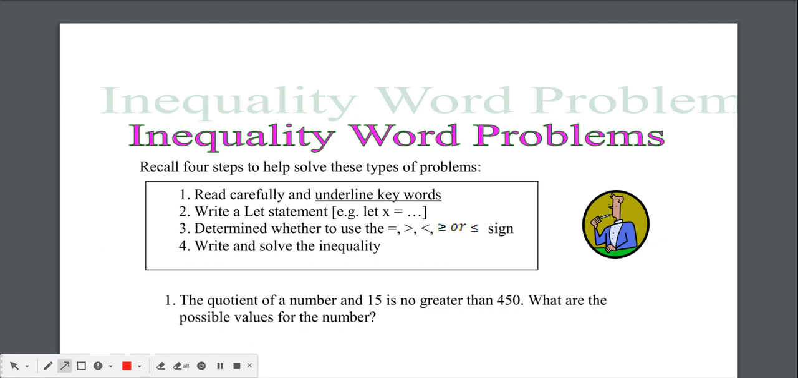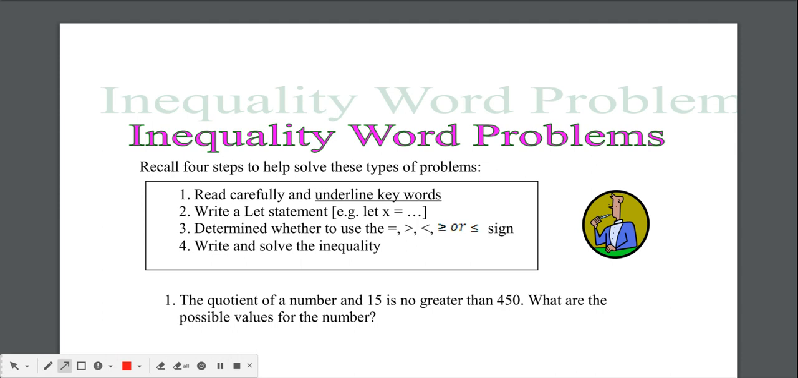On this particular sheet of paper, go ahead and follow along as I go through each of these questions. These are inequality word problems. Some of them are a little bit easier and some of them are a little bit more complex. But as we go through these, we're going to follow these steps.